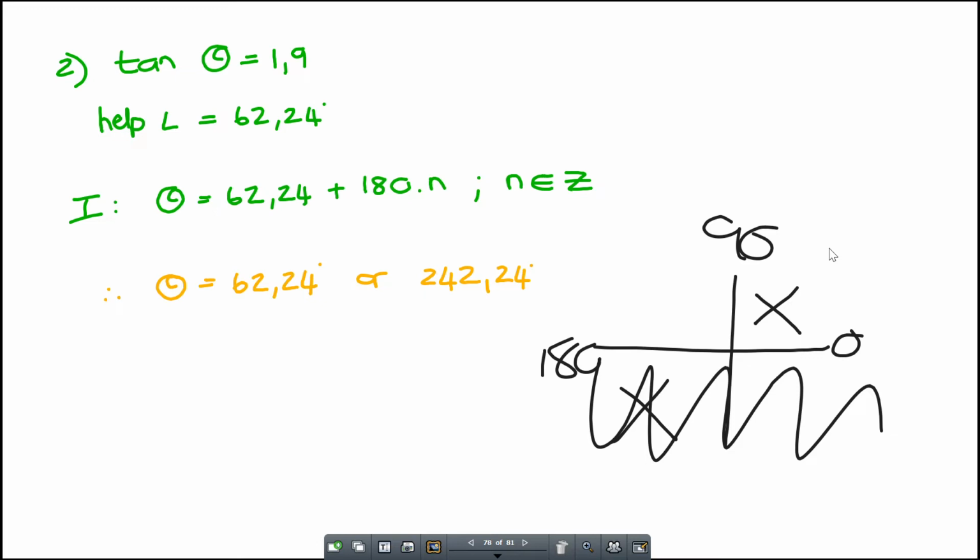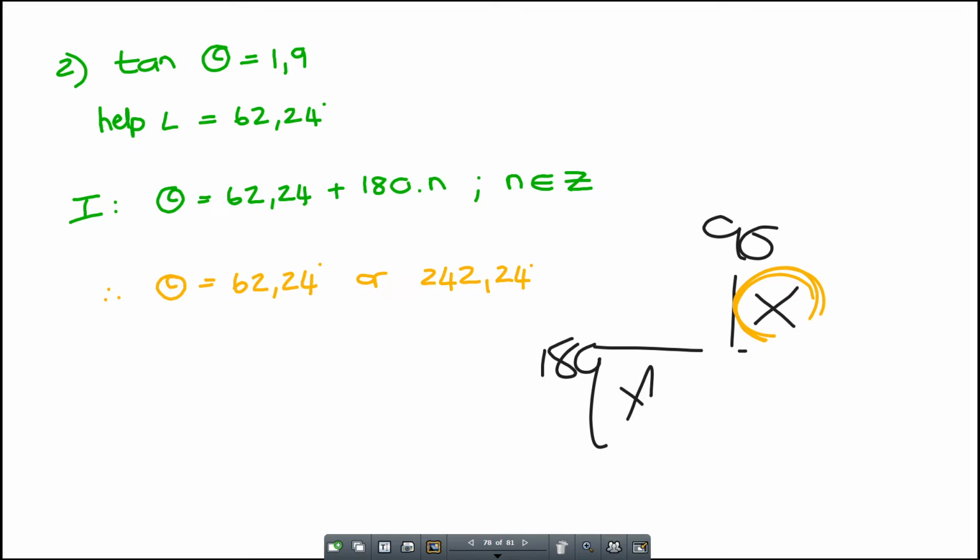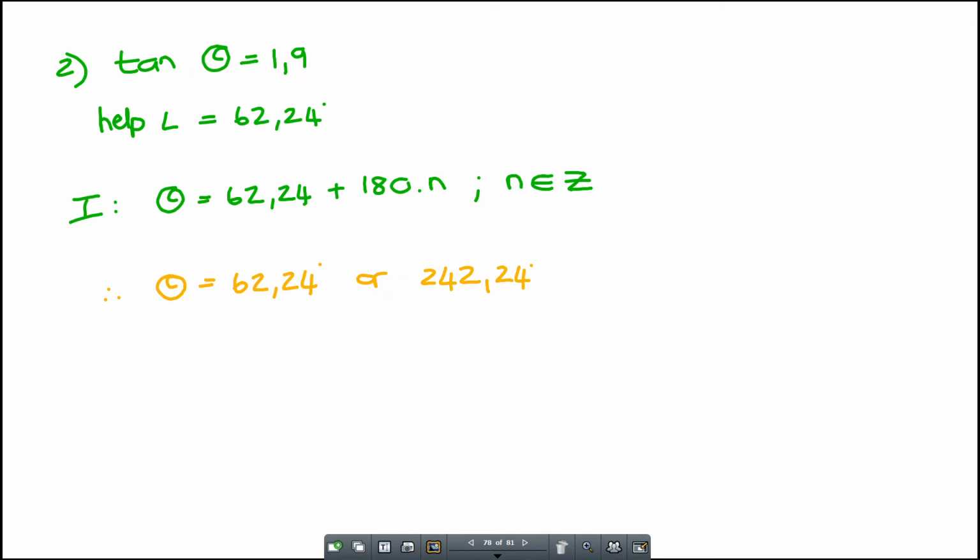Okay, because look what happens if I go from quadrant 1 plus 180, then I land in quadrant 3 anyway. You see? So it's useless. Okay. So in the first quadrant, it would be 62,24 plus 180 times n. You must give me this last part, nee? And n must be an element of any whole number, integers. That's what the Z is for.